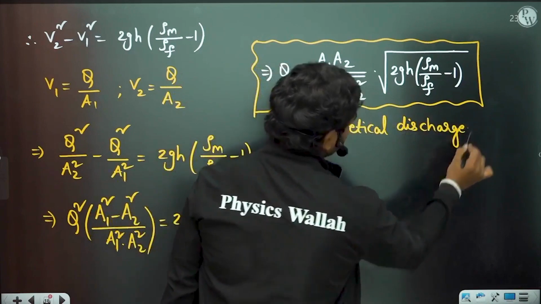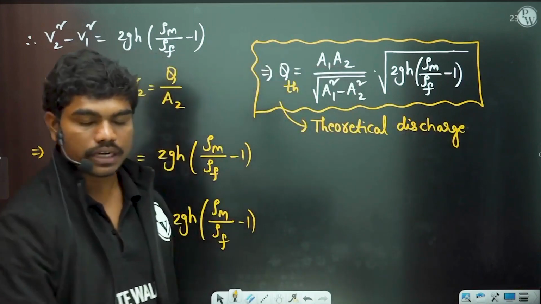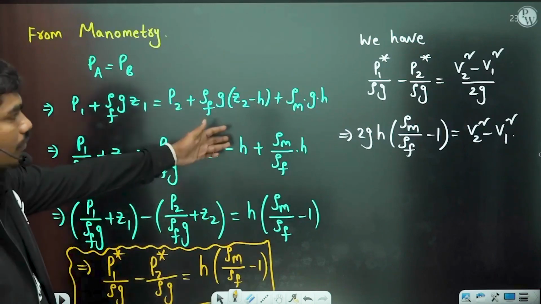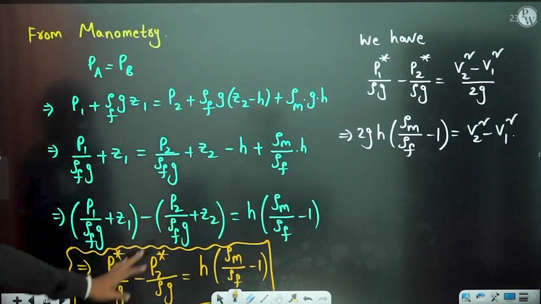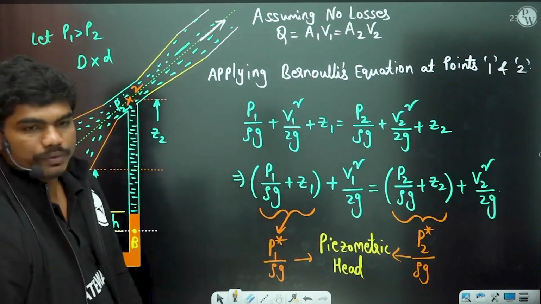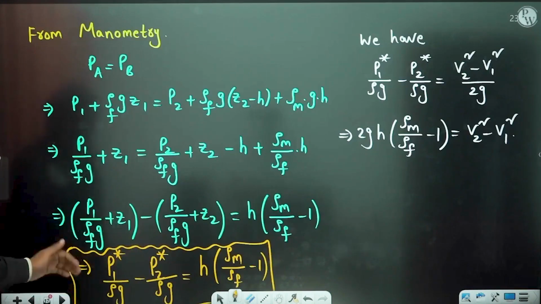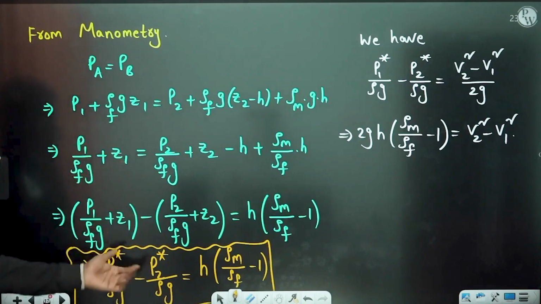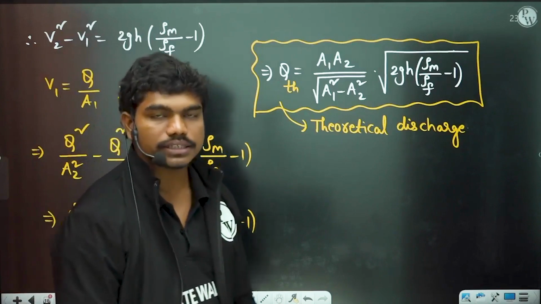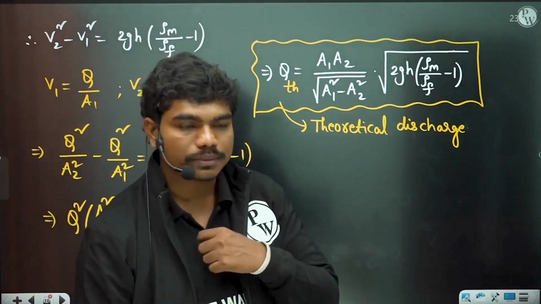Theoretical discharge. Okay, simple. We have applied the Bernoulli equation and the continuity equation. That's it. We have taken this V1 and V2 in terms of Q, but this Z1 Z2 difference is taken in terms of piezometric head, which can be obtained from the manometer again. So from the manometer we have substituted, and this is the theoretical discharge that you have calculated using this concept of Venturi meter.